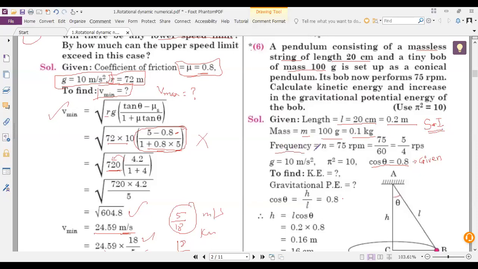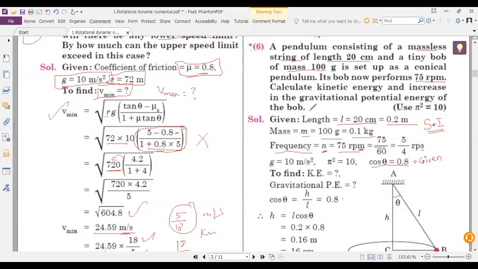Now what is frequency? Frequency is nothing but n, which is 75 revolution per minute is given. So we convert this revolution per minute into revolution per second. So divide this 75 by 60 seconds. So this minute becomes second. Okay, so we are getting 5/4.